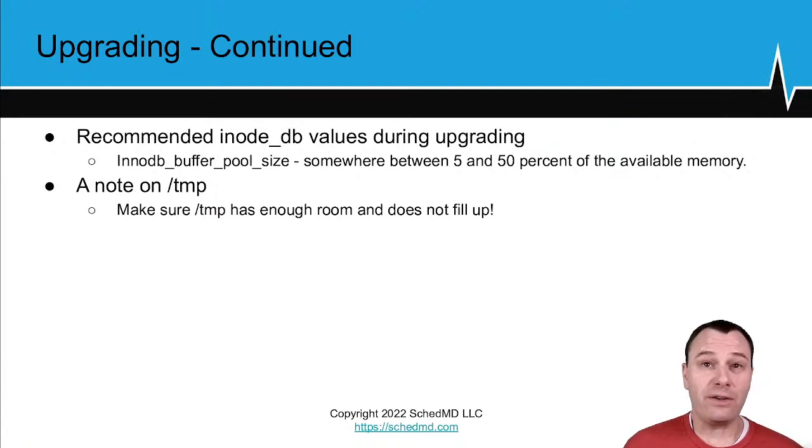Although there's no set value for InnoDB buffer pool size for all sites, we do suggest somewhere between 5 to 50% of available memory. Sites that upgrade and have a larger than normal database should increase this value for the database conversion and later return it to a more reasonable value after the upgrade process. Also, sites should make sure they have enough temp space and that temp does not fill up during the upgrade process, or you'll have a bad experience.